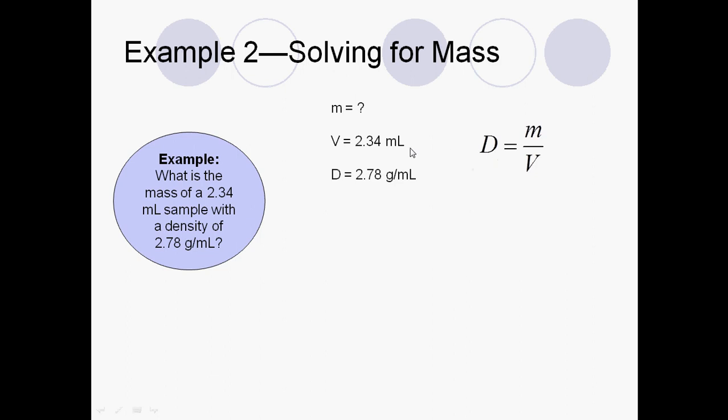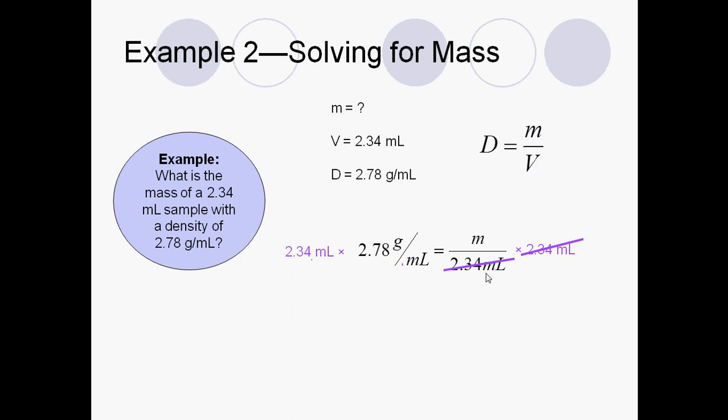We'd plug our density in here and our volume in here, and then we would solve for our mass. So you take your density, you multiply it times your volume, because we want volume to cancel out, and then we're going to solve for our mass. So we set it up with our 2 variables in there. We would multiply each side by our 2.34.